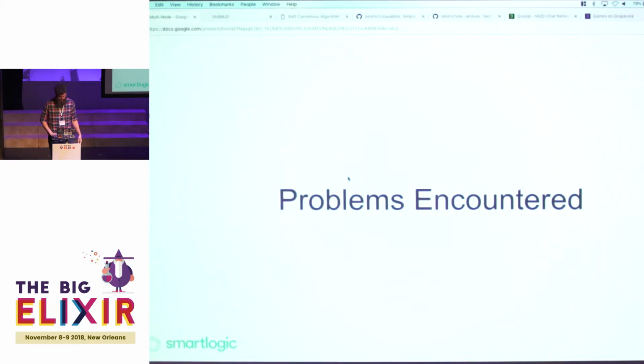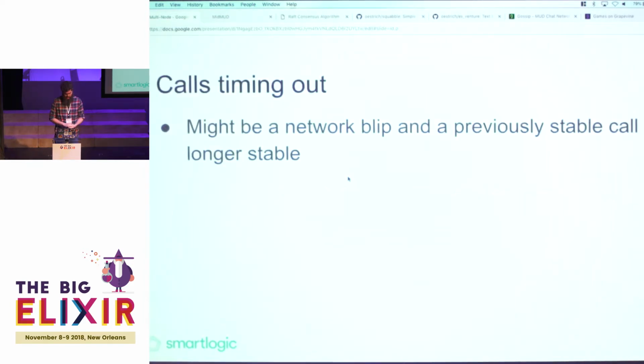All right, on to problems encountered. Because we're now going across the network, there's a lot of issues that might happen. A previously stable call is no longer stable because you're going across the network. Someone might snip the wire, and then you're super unreliable, right? So you just have to be ready for that.